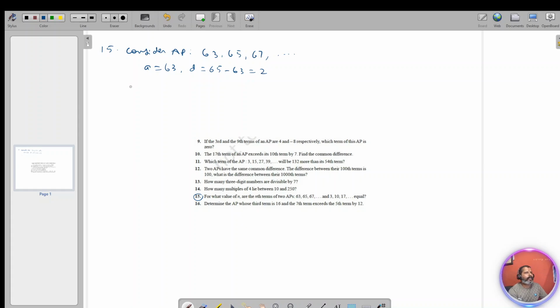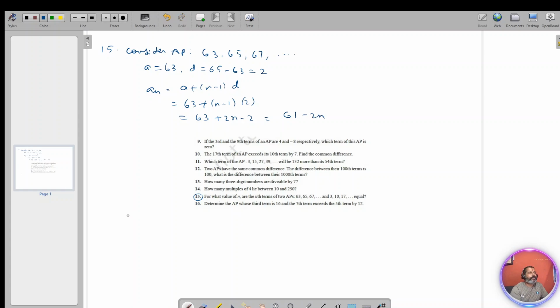So we'll see AN is what? AN is equal to A plus N minus 1 into D. AN we don't know. A is 63, N minus 1 we don't know, D is 2. That becomes 63 plus 2N minus 2, that is 63 minus 2, which is 61, right? 61 plus 2N.